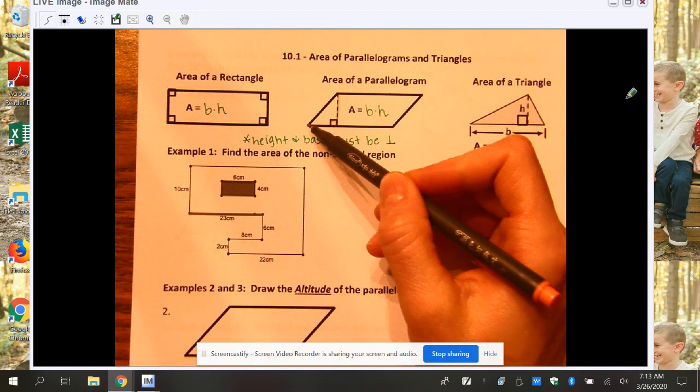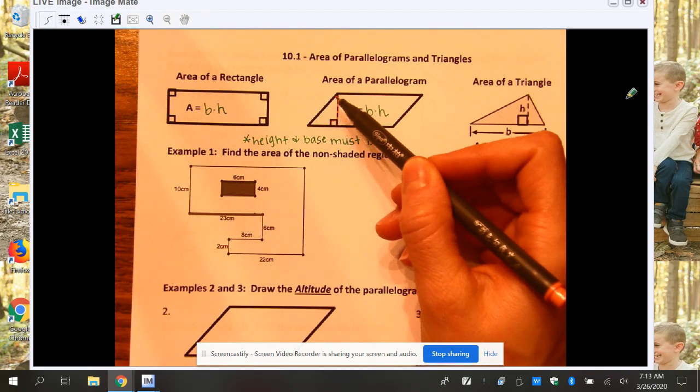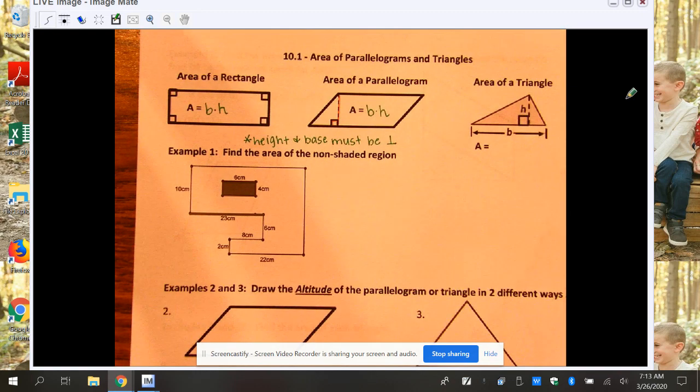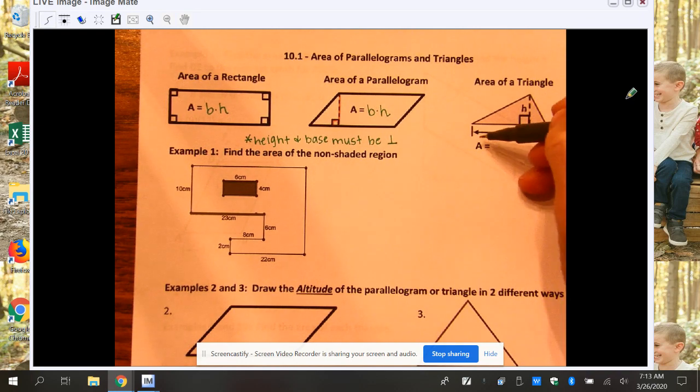We have to be looking for that. So this right here, that slanted side, is not the height. It's not the height. Same thing with a triangle.